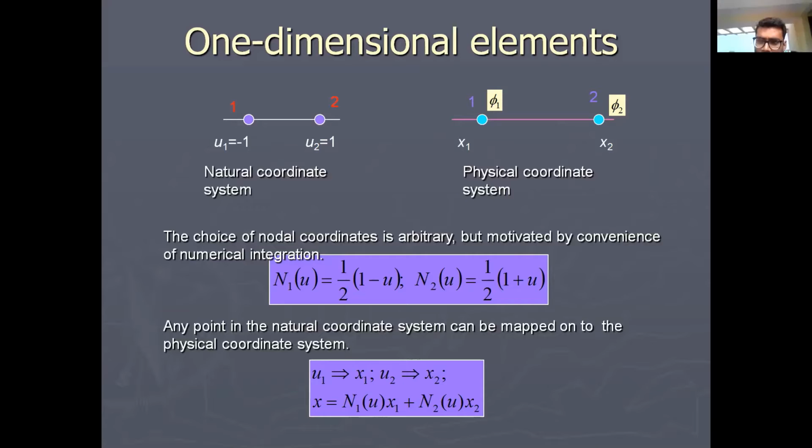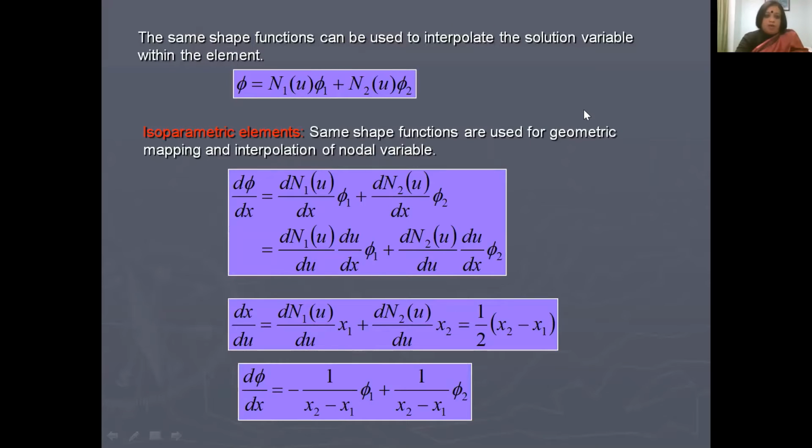Yes, ma'am. They are mapping for the value of u. Yeah, u1 is minus 1, u2 is plus 1. Yes. So this is my mapping function, with which I can map this particular element onto this particular element. So these are two coordinate systems.